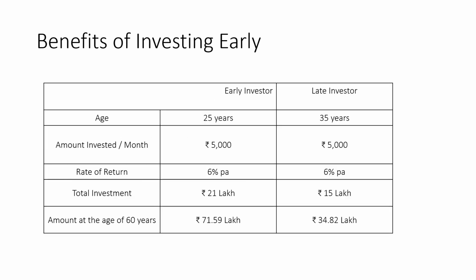As I told you in the previous slide also, if you start early, you are going to raise your capital. I am just going to tell you the difference between a person who has started investing at the age of 25 years and at the age of 35 years. So students, you can see the difference at the age of 60 years. A person who has started investing at the age of 25 years will be getting rupees 1.59 lakhs at the age of 60 years.